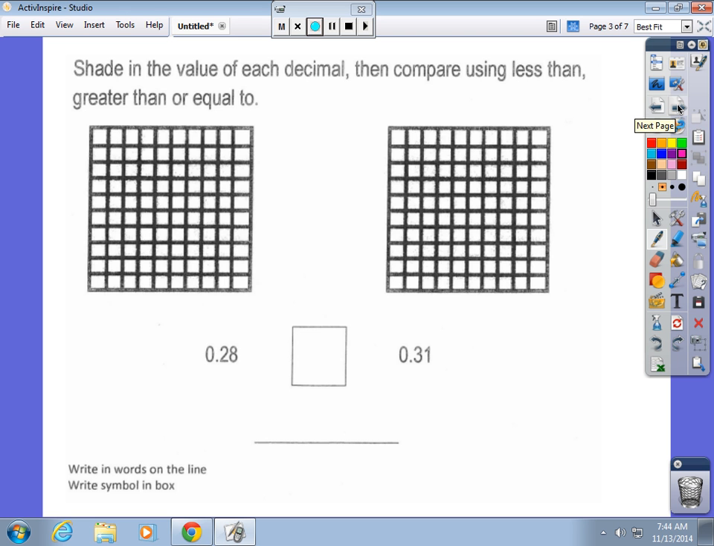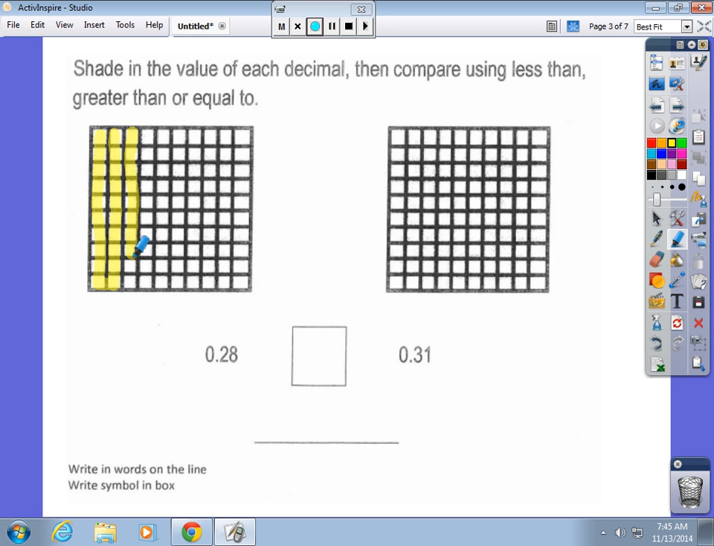Shade each value in to represent the picture we have down here. Our first number says 28 hundredths. So we're going to shade in 28 hundredths. I know 28 should be, there's 10, and there's 20, so there's 2 tenths, 2 sets of 10, and now I need 8 more hundredths. So I just go 1, 2, 3, 4, 5, 6, 7, 8. Right there. Perfect. There's 28 hundredths.